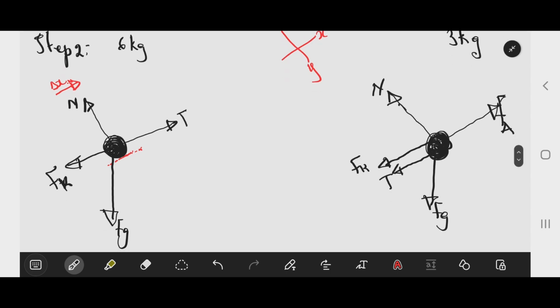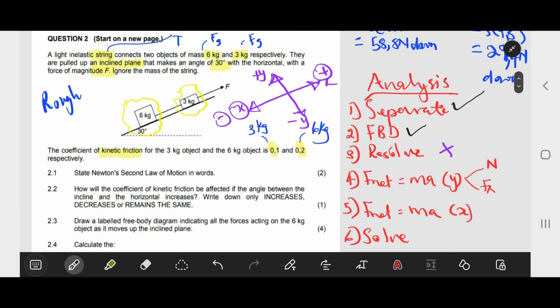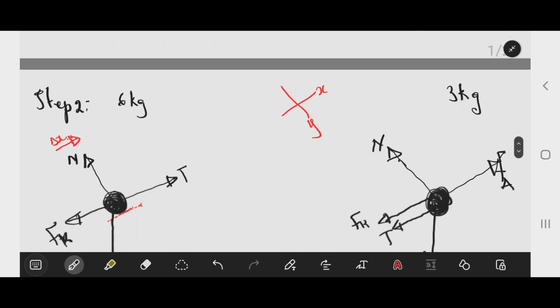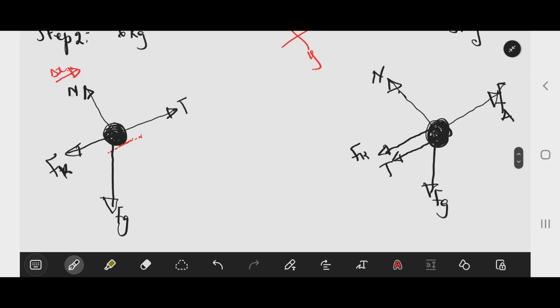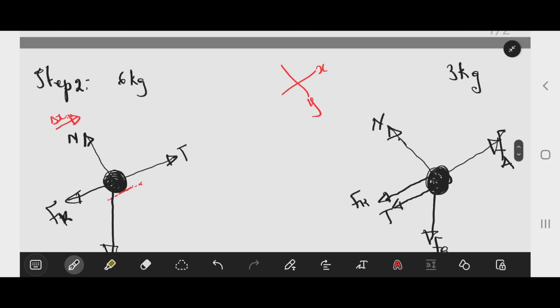So now let us look at the next step. What is our next step? The next step is to resolve, okay? So let us see which forces are not in the x direction or the y direction. So remember, that is our x direction from that system of axes, and that is our y direction. So for free body diagram number 1, we have the normal force, okay, that is in the y direction. In this case, it's in the positive y direction. Tension, positive x direction. Friction, negative x direction.